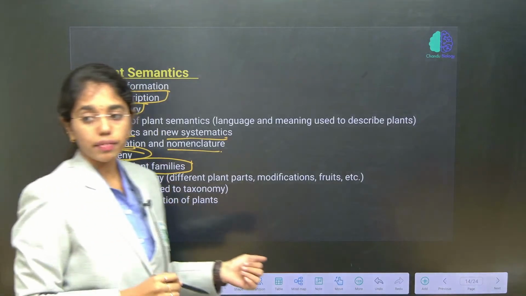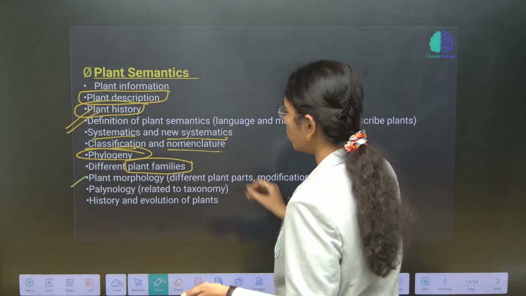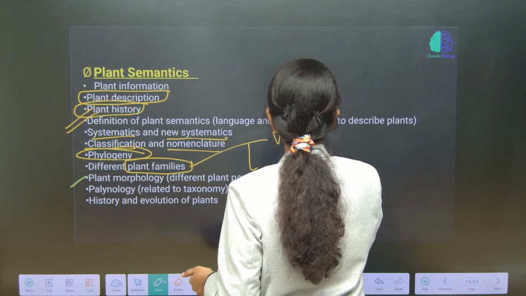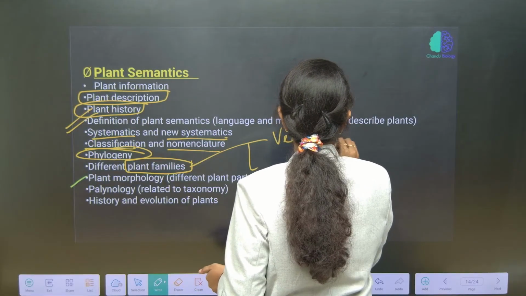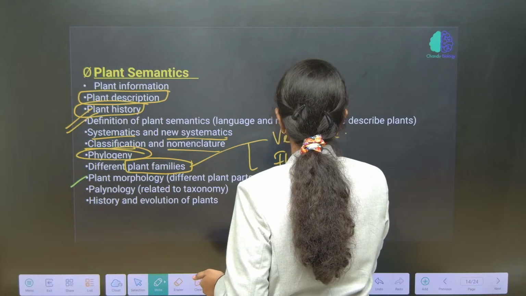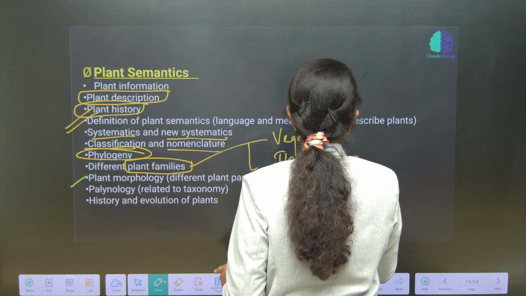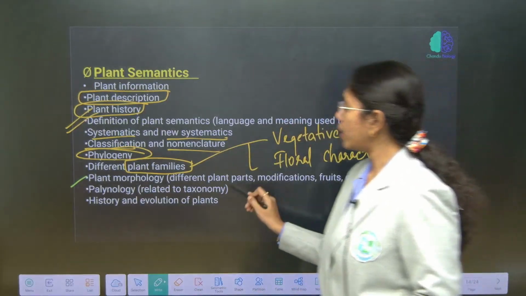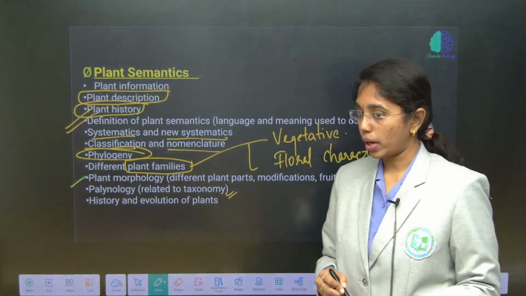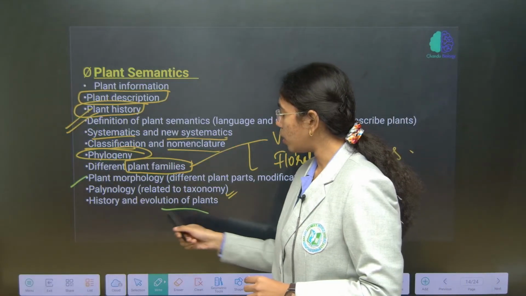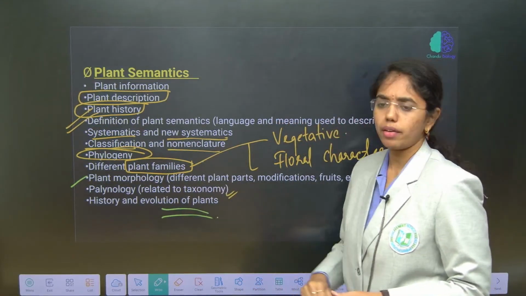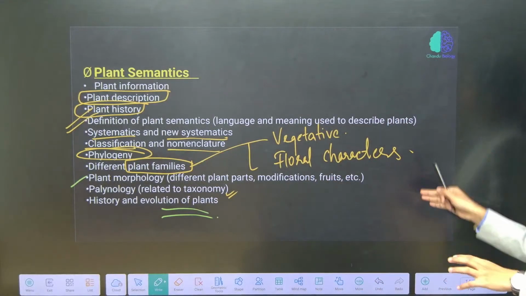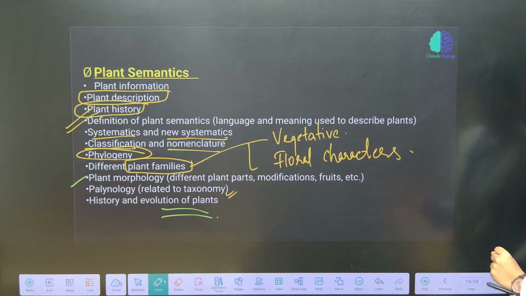Fine, right? Vegetative characters and floral characters we have to go through under plant families, both vegetative and floral characters. We have to highlight both of them, followed by palynology, learning of different pollen grains, and history and evolution of different plants, that comes under plant families only. Okay, these are the details that we have to finish under plant systematics.